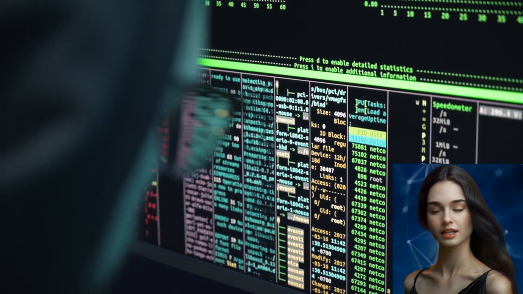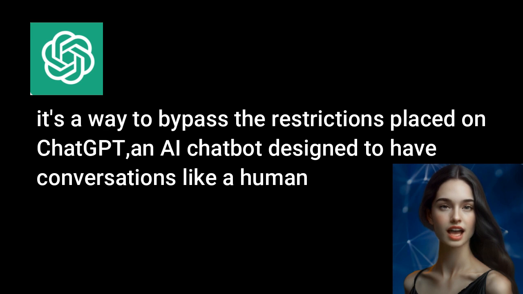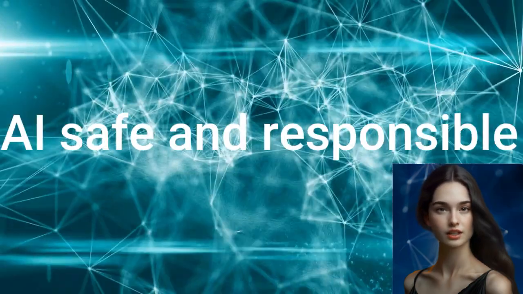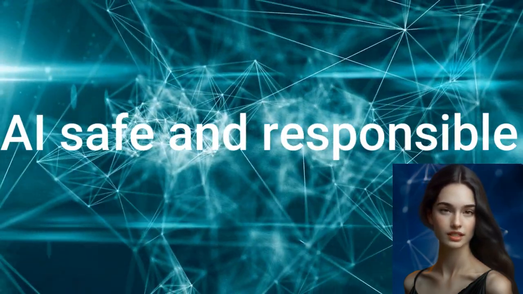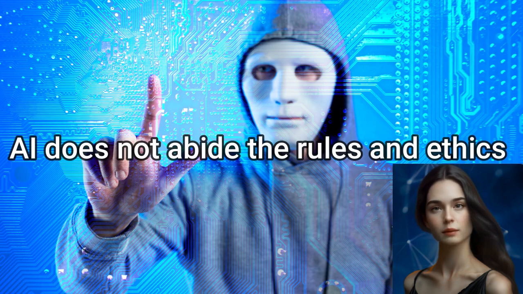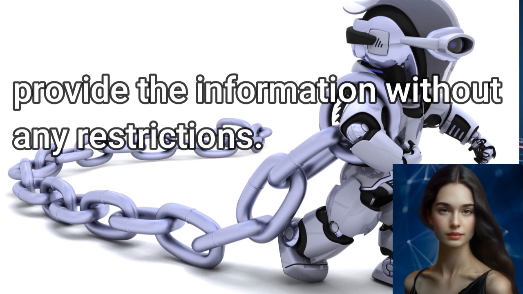So, what exactly is ChatGPT jailbreaking? In a nutshell, it's a way to bypass the restrictions placed on ChatGPT, an AI chatbot designed to have conversations like a human. These restrictions are meant to keep the AI safe and responsible. By jailbreaking ChatGPT, the AI does not abide by the rules and ethics and provides information without any restrictions.